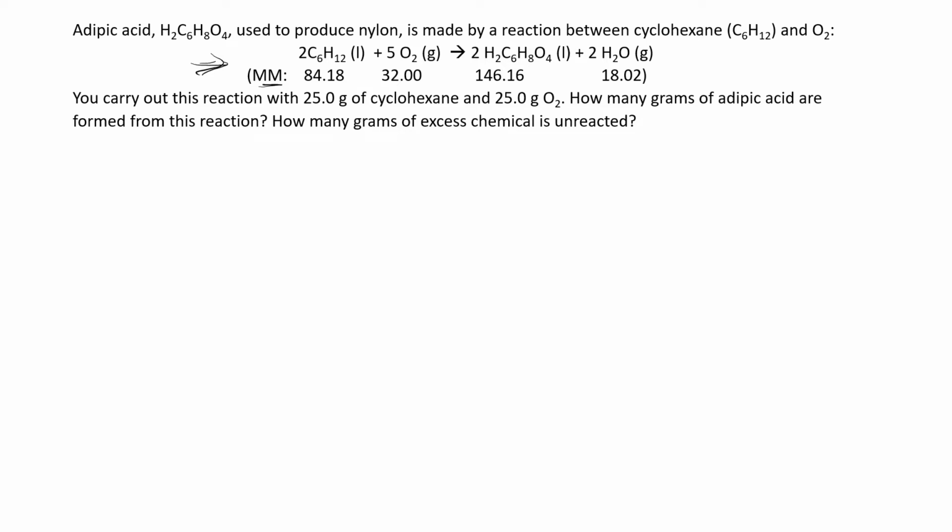So we carry out this reaction with 25 grams of cyclohexane, C6H12, and 25 grams of oxygen. So we have equal amounts in grams, but probably not equal moles of each chemical. So we want to figure out how many grams of adipic acid, our product, which is this one here, are formed from this reaction. This reaction has 2 products. We don't have to calculate the mass of both, just the one it asks for.